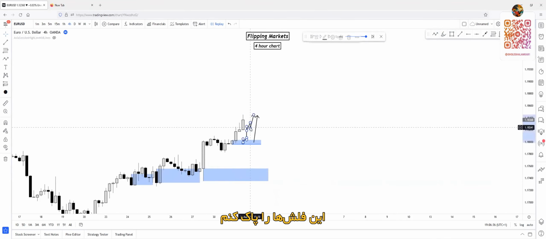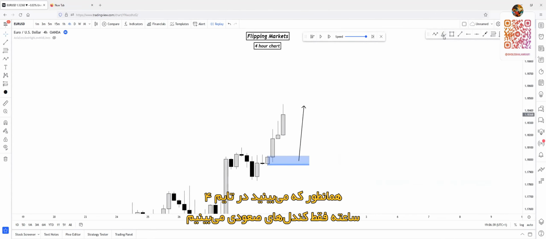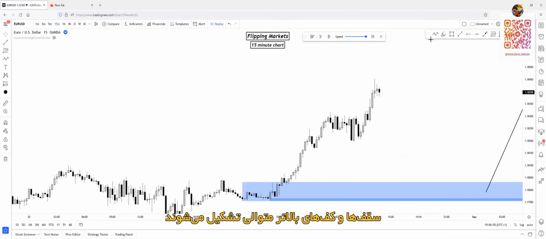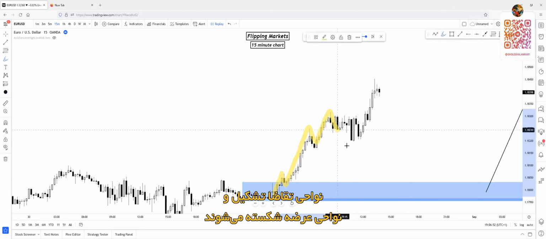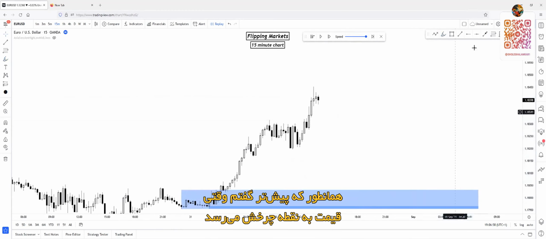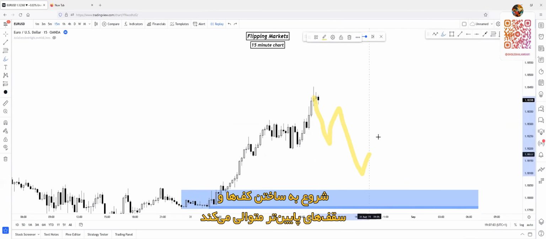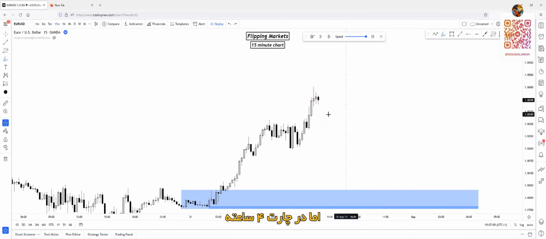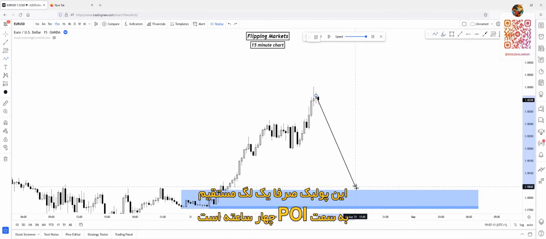I will just remove these arrows. So as you can see, the 4-hour leg looks like this, just a straight upside candle or candles. Okay, but on the 15-minute, it is creating a series of higher highs and higher lows, demand zones, and breaking through supply zones. So as I said earlier, if price reaches its high point and turning point, price will create a series of lower lows and lower highs, creating supply zones and breaking through demand zones on the 15-minute chart. But on the 4-hour chart, this pullback will look like just a simple leg into the 4-hour POI.